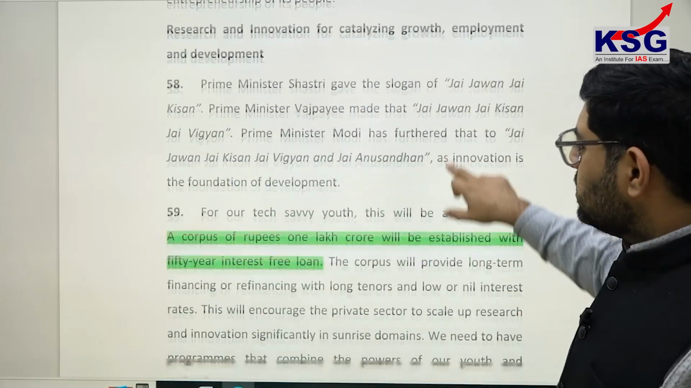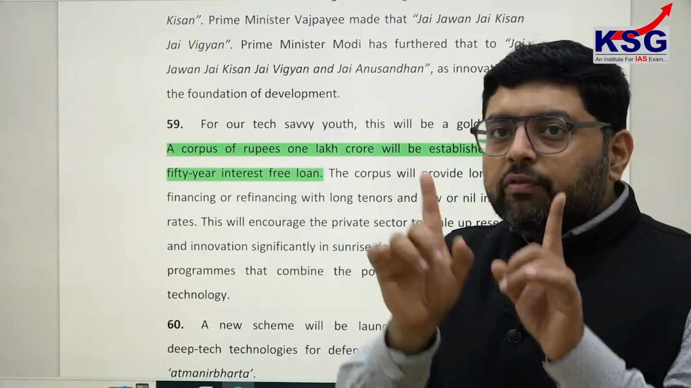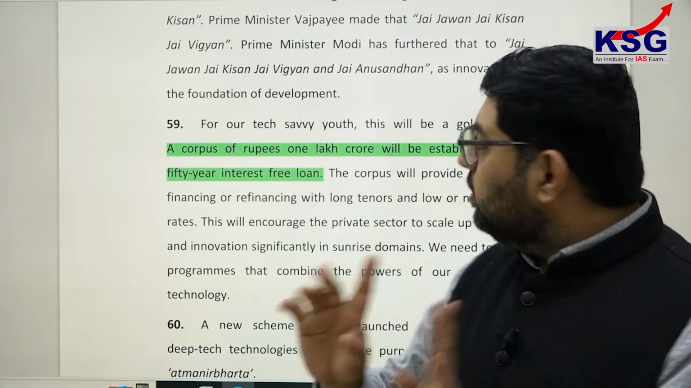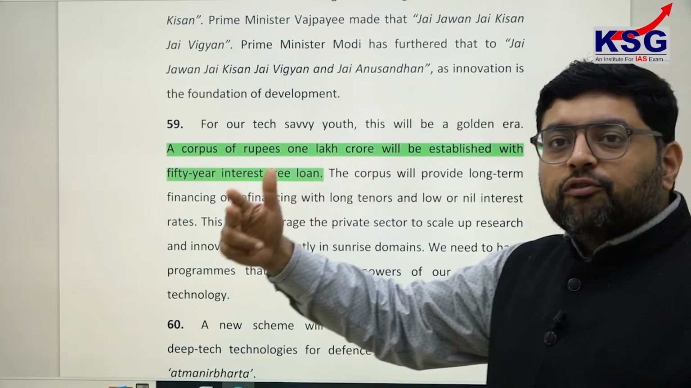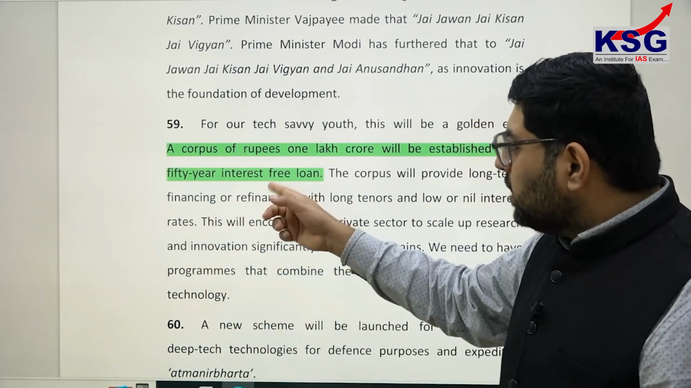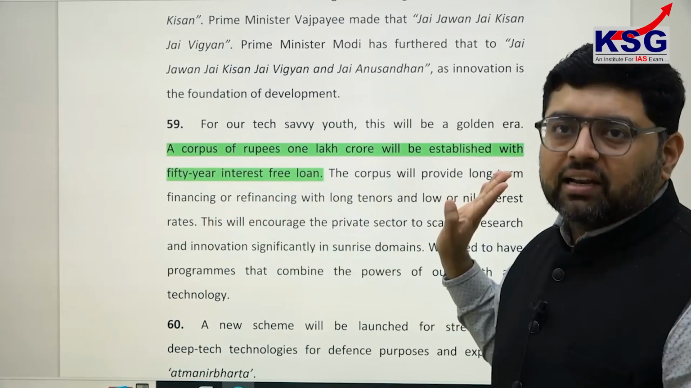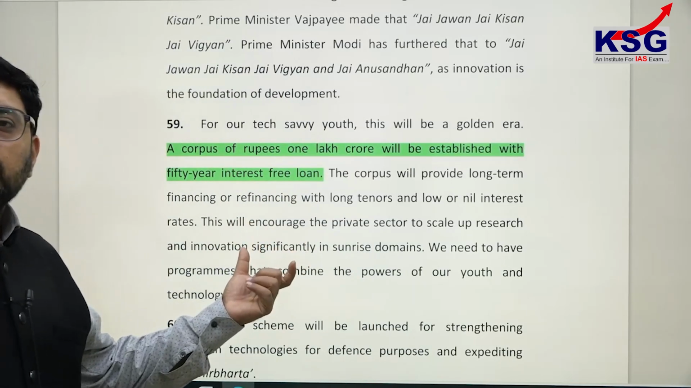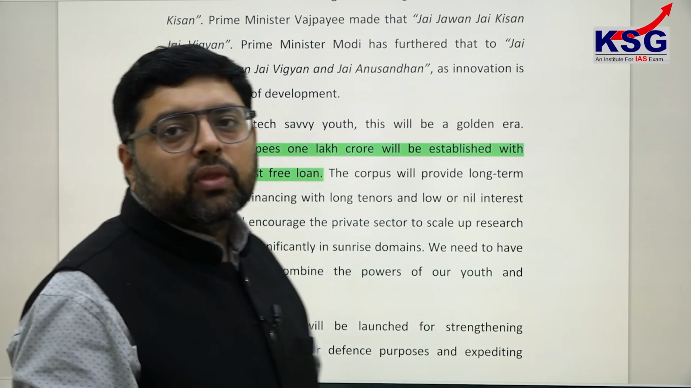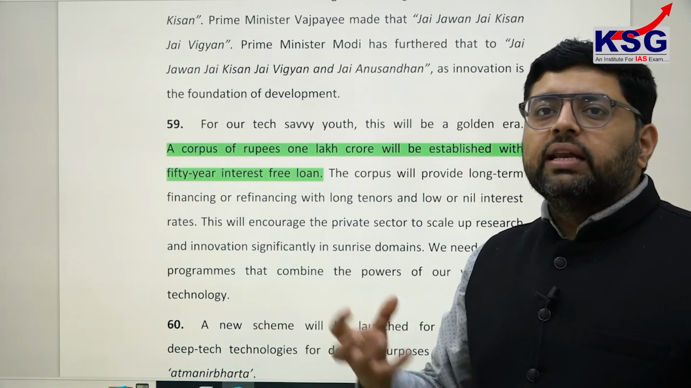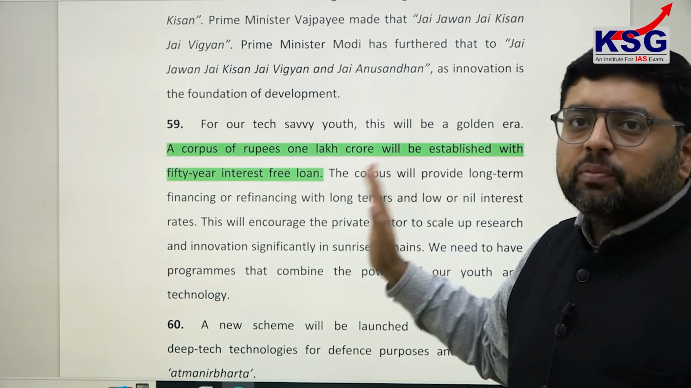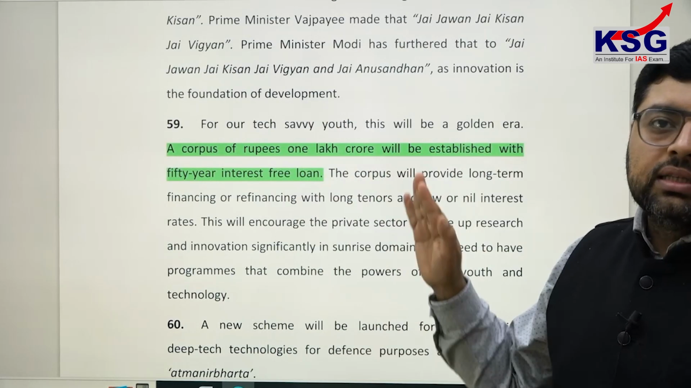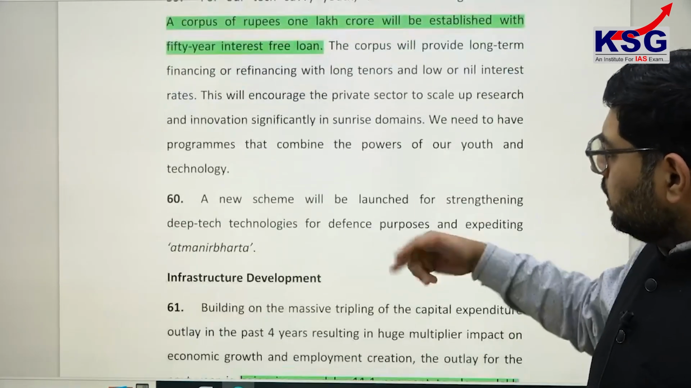Now when they say innovation, they have come out with the announcement that we will set up one corpus, or you can say fund, of 1 lakh crores, and that will be given as a loan for 50 years without any interest. Without any interest, but to whom? Those who are working in the field of innovation, or who are creating or doing some innovation. So to them the government will give support with this corpus. It means in future the government will come out with this fund, in the coming financial year.